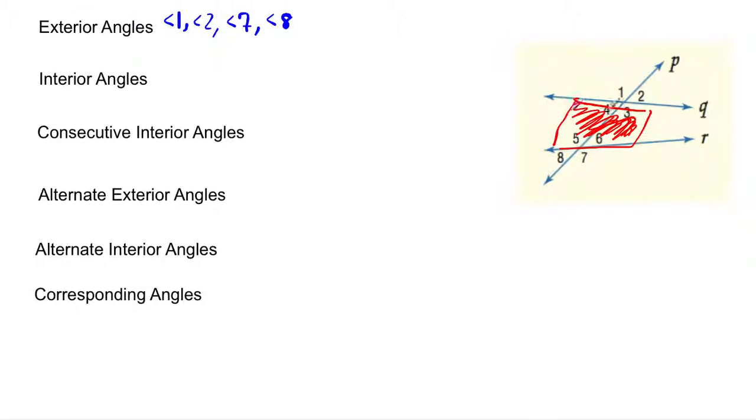So the inside is in this little house. The outside are the exterior angles. Going off of that, the interior angles are inside the house. So these are going to be angles 3, 4, 5, and 6. They're going to be everything inside. Those are the interior angles.